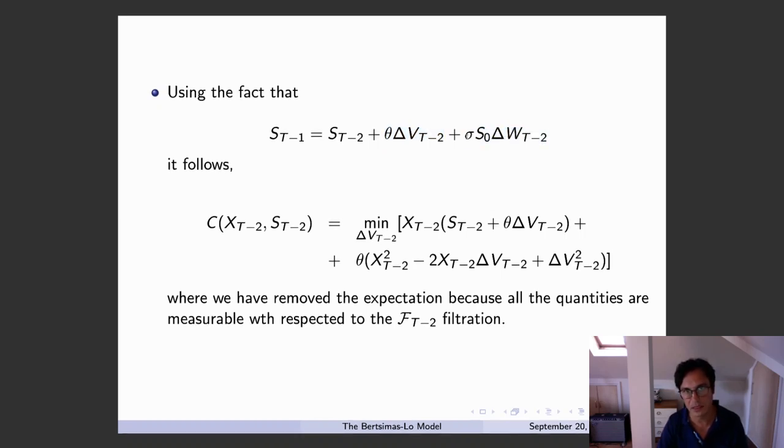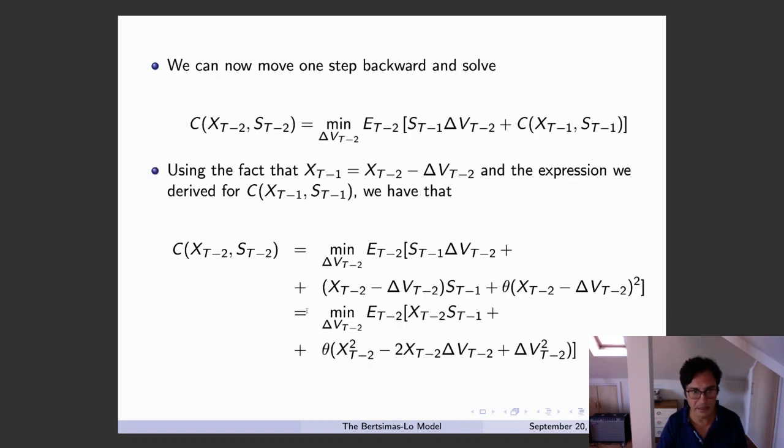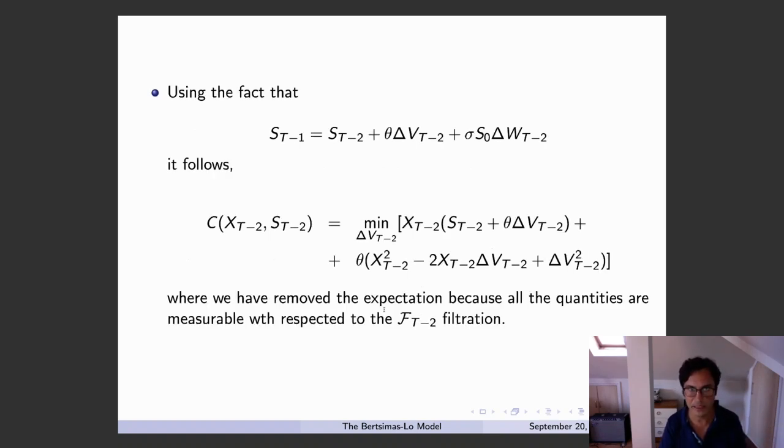We don't know this at time t minus 2. We don't know what this is going to be, because there's a difference between the Brownian motion at t minus 1 and t minus 2, but it's not a problem because it enters the expectation. So the Brownian component will be set to 0 because of that.